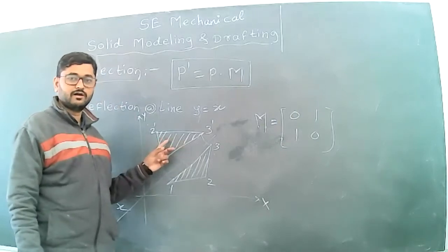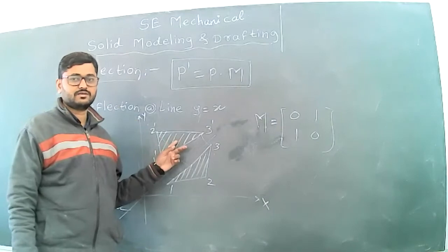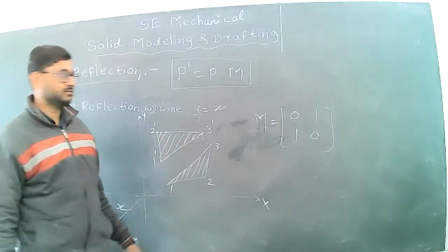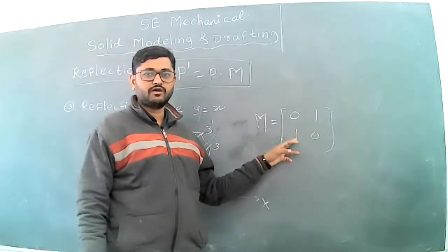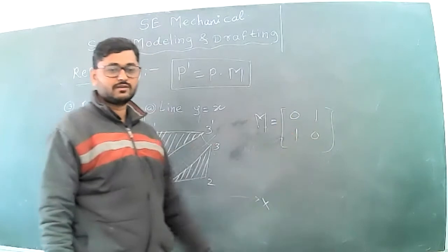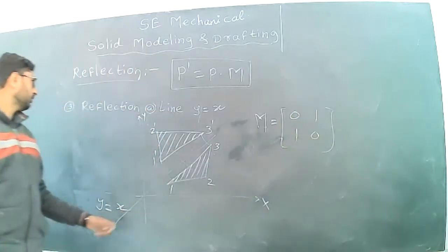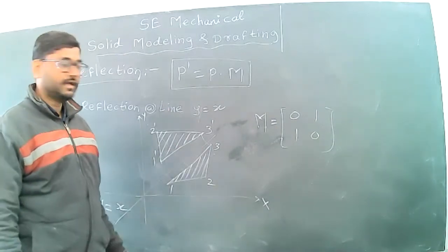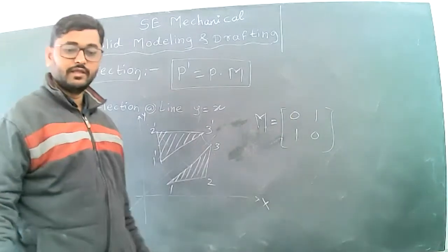Because this reflected triangle lies in the positive x-axis and positive y-axis. And for the positive x-axis, we take the distance as positive, x as 1, and for positive y as plus 1. So this is one condition of reflection, about line y is equal to x.